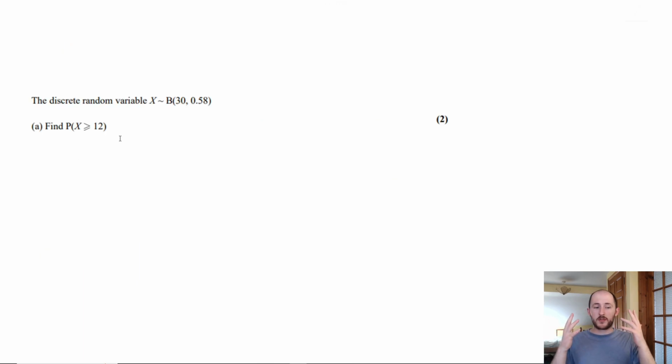One that's probably not too bad considering the last one that we just did, but the discrete random variable x is modelled as a binomial distribution with a number of trials of 30 and a probability of success as 0.58. Find the probability that x is greater than or equal to 12. So, once again, if we just draw our little number line out, and I'm going to make it a bit smaller by starting off at 8, because if you notice, we just care about greater than 12.